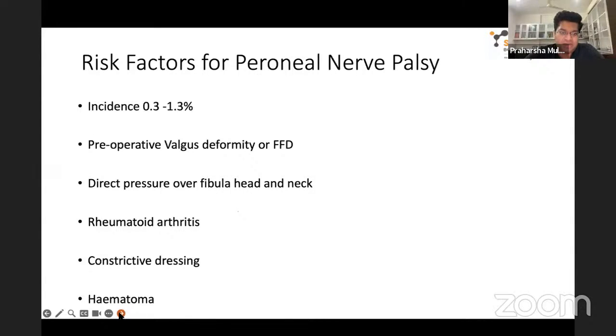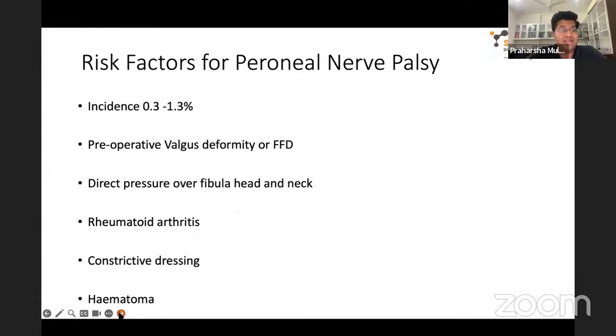Because when you correct a valgus deformity, you are releasing contracted lateral tissues, which include the nerve and the soft tissues around it. And the same applies with the fixed flexion deformity. As you keep stretching it out, both medial and lateral structures get stretched out. And this causes a stretch injury or a neuropraxia of the common peroneal nerve.